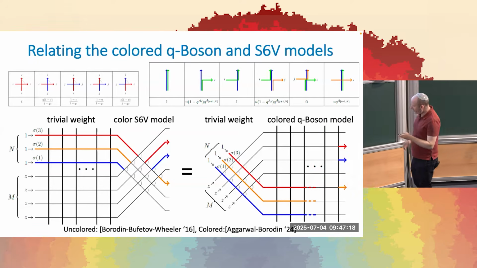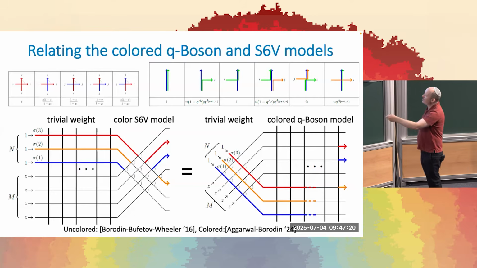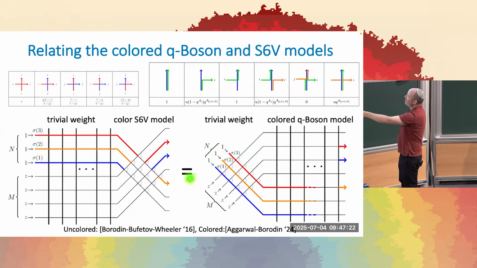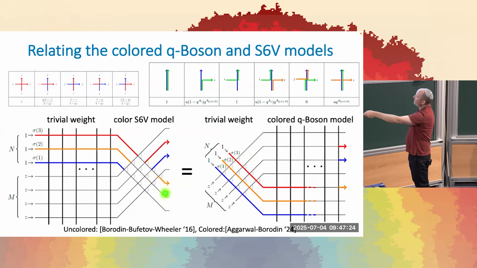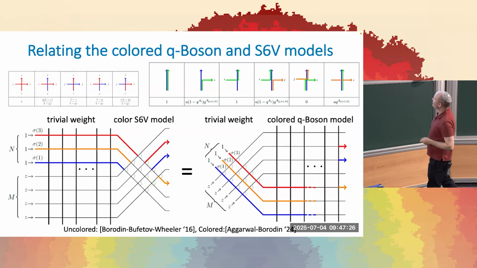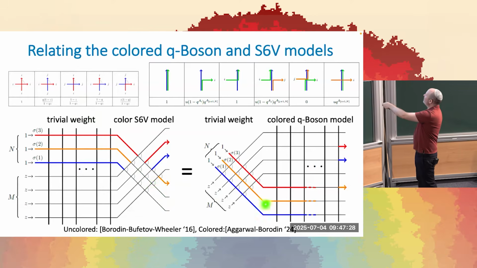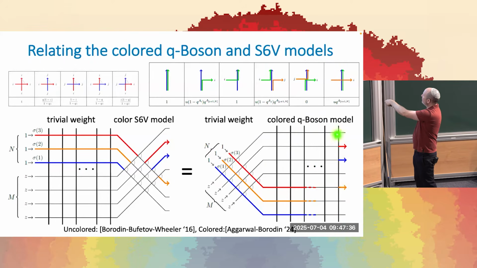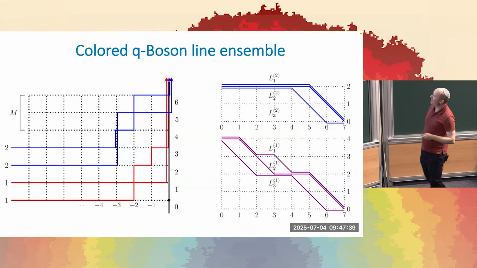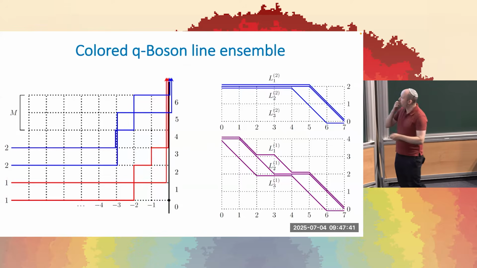So what we have done is we've related the height function of the colored stochastic 6-vertex model to a different vertex model, which is this colored Q-boson model, in particular the last column of the colored Q-boson model. So let me just summarize this picture on the left here.